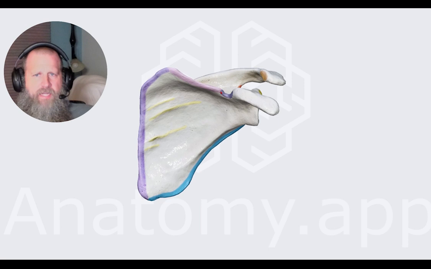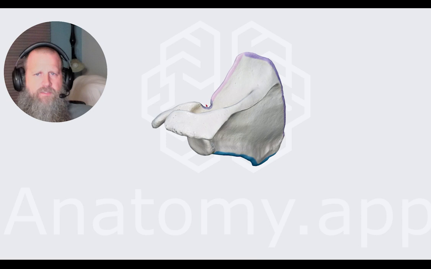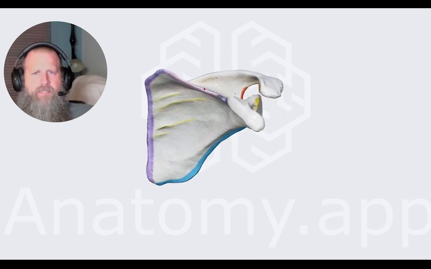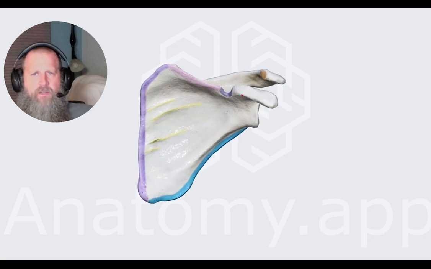Here we have a notch, and this notch is known as the suprascapular notch because if we spin this back around, it's on the suprascapular side. This is the suprascapular notch, and that separates the supraspinous process from this extension here, which is known as the coracoid process. So this is the coracoid process.